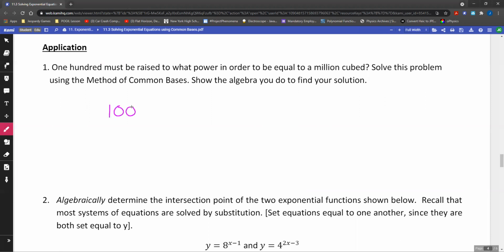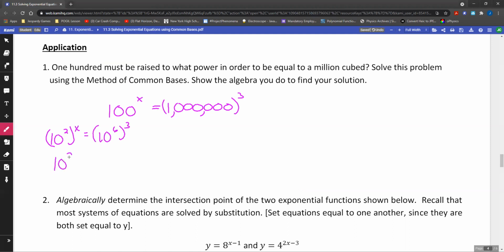So our first step is to take this word problem and rewrite it based off what they said. So 100 is raised to some power, and it has to be equal to 1 million, so that's 1, 2, 3, 1, 2, 3, cubed. So to get common bases, the 100 can be rewritten as 10 squared, and the 1 million can be written as 10 to the 6th cubed.